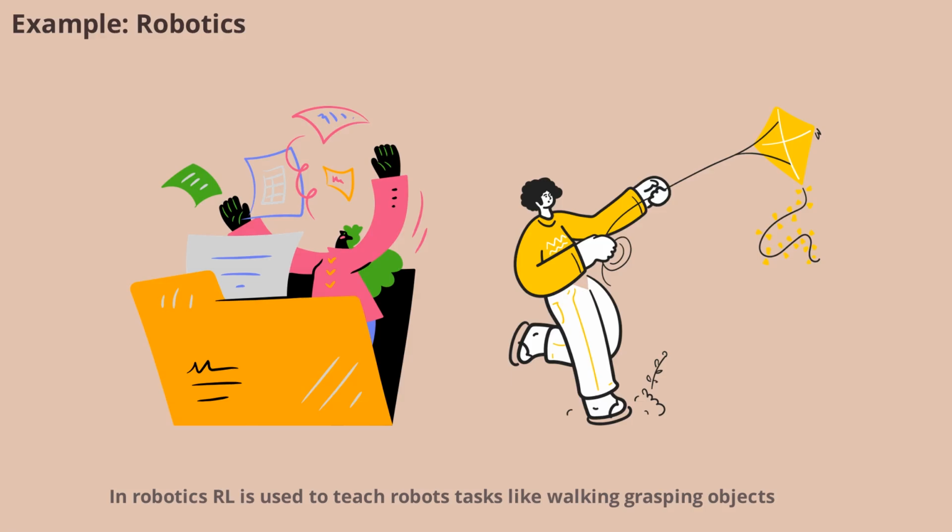In robotics, RL is used to teach robots tasks like walking, grasping objects, or balancing. The robot receives rewards for successful actions and penalties for failures. Over time, it learns to perform tasks efficiently, adapting to new situations and environments.